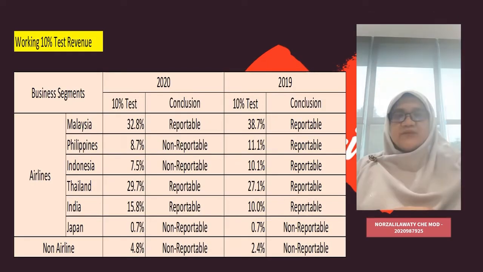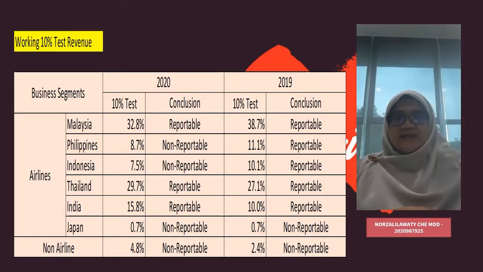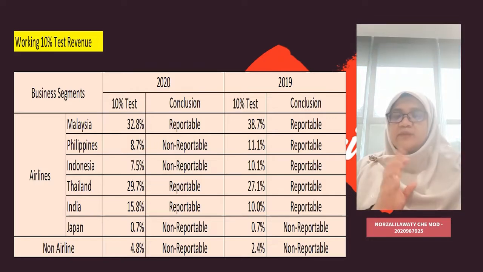As you can see, the reportable segments in 2020 versus 2019. In 2019, AZHARUDIN had 5 reportable segments, compared to 2020, which reduced to 3 reportable segments, as well as their total revenue. This is because of the pandemic situation and closed borders.